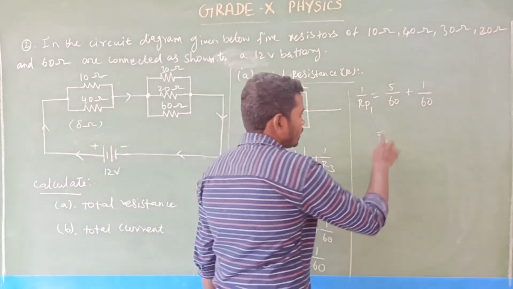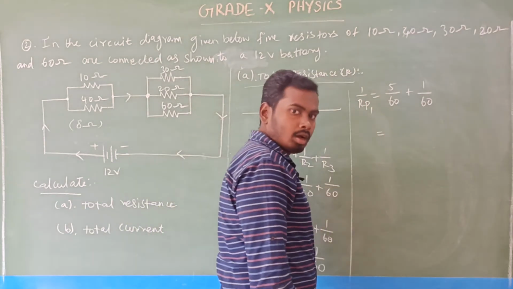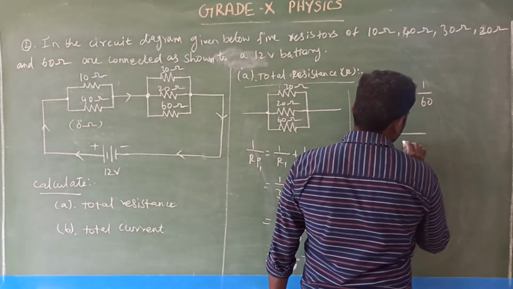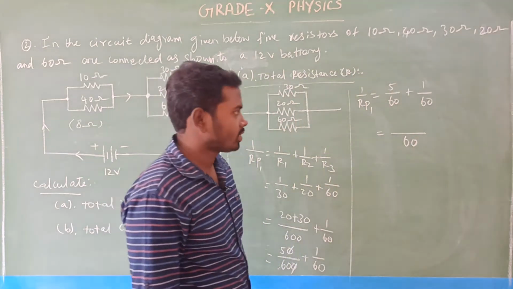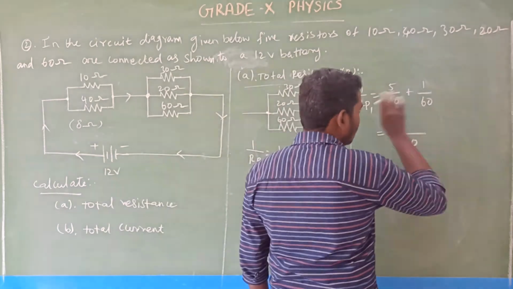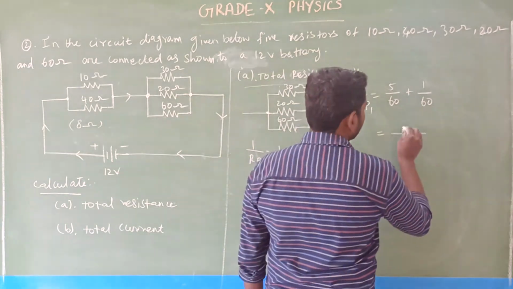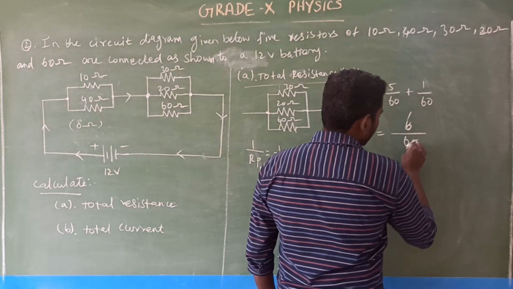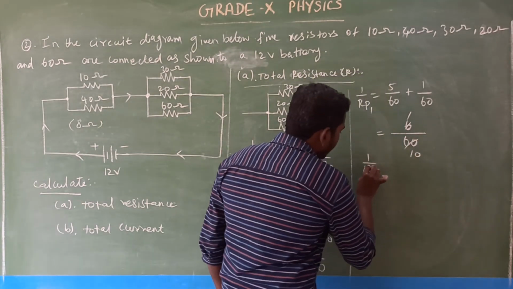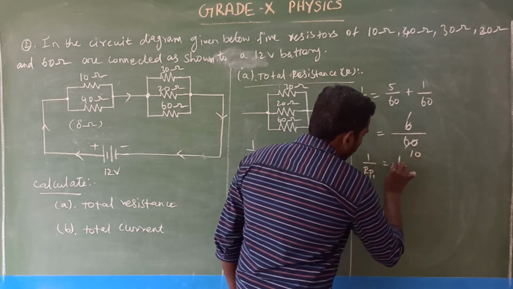Here both denominators are the same, so let it be, take the common one, 60, isn't it? Yes. And add the numerators. So 5 plus 1, 6. So what will be the value? 6 by 60 is 1 by 10. So 1 by Rp1 is equal to 1 by 10.